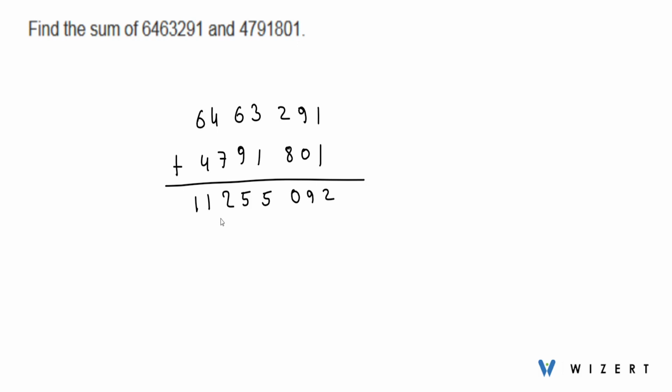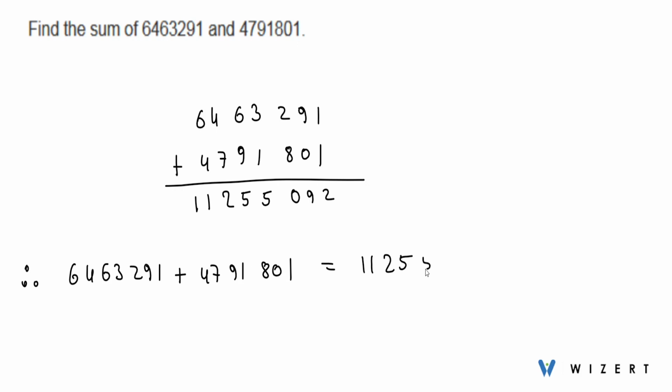So the final answer will be, therefore, let's write it in this way: 6463291 plus 4791801 will be equal to 112555092. So this will be the final required answer.